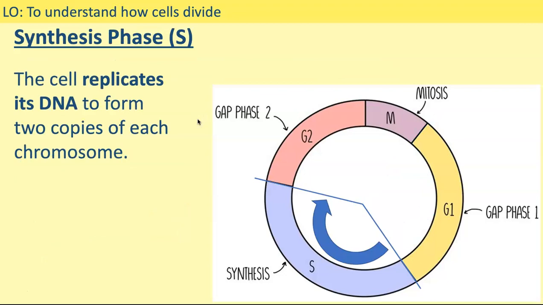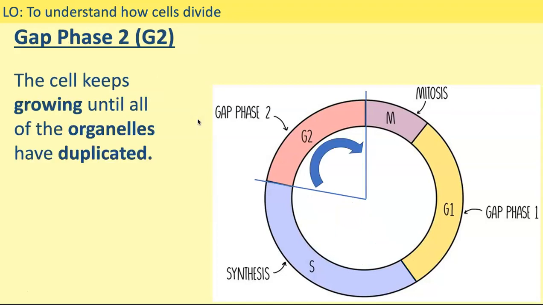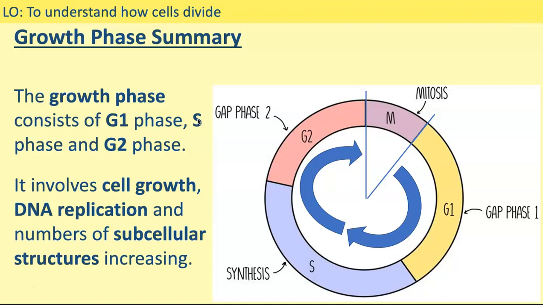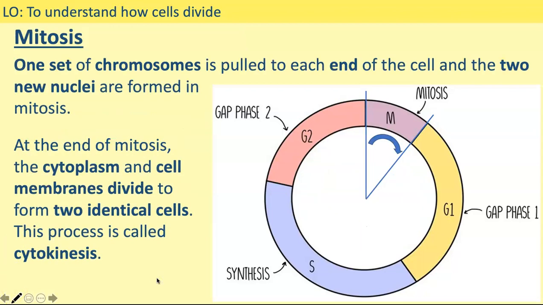Then we have the synthesis stage. The cell replicates all of its DNA to form 2 copies of each chromosome. And then we have gap phase 2, which is where the cell keeps growing until all of its organelles have duplicated. So if we summarise the growth phase, all 3 phases, it involves cell growth, DNA replication, and the numbers of subcellular structures increasing.